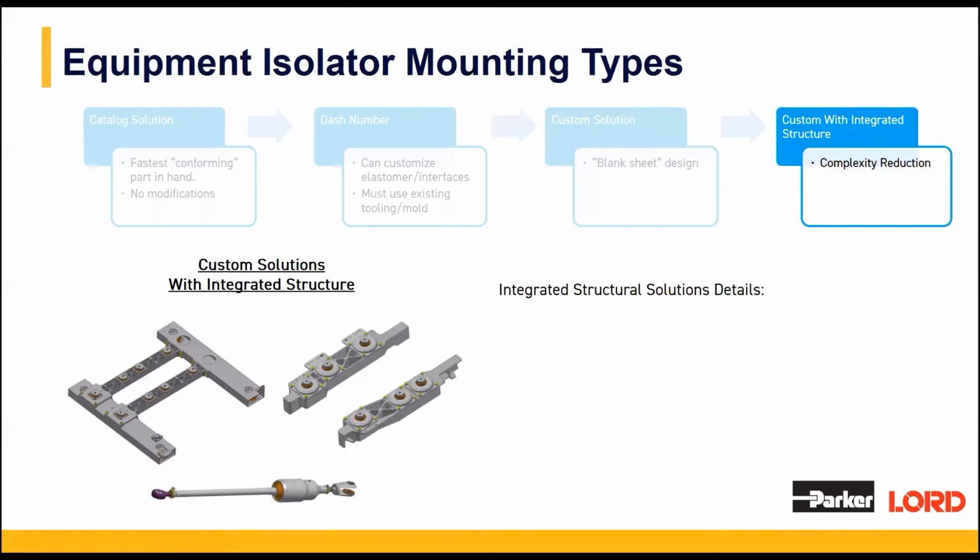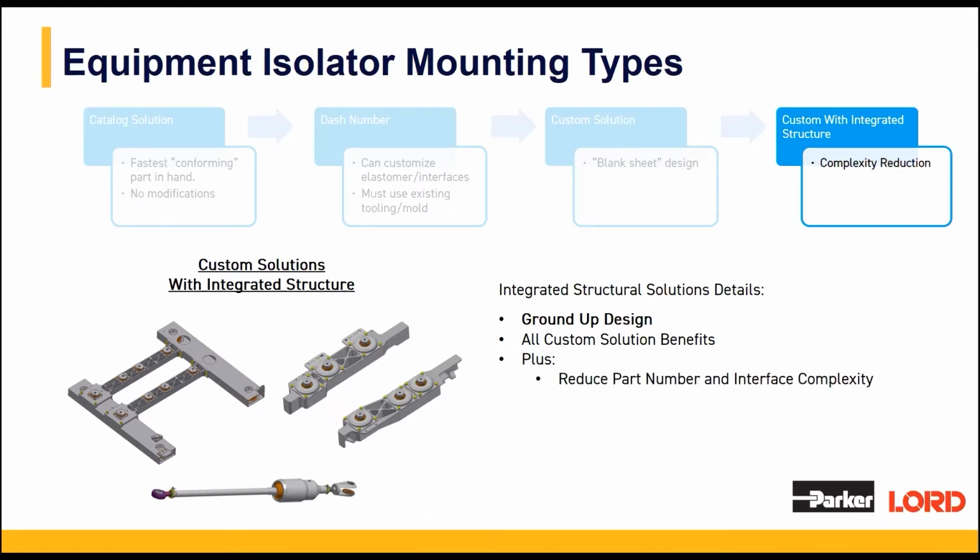And the fourth category is what we call custom solutions with integrated structure. They are also ground-up designs, the same as custom solutions, and it has all the same benefits as our custom solutions. What we often find is integrating mounts into systems causes these awkward or unique brackets that can sometimes be complex to integrate or align with other suppliers. And what Lord can do is integrate those components with the elastomeric part. It reduces part number and interface complexity, reduces the assembly hardware, and optimizes the overall system performance.